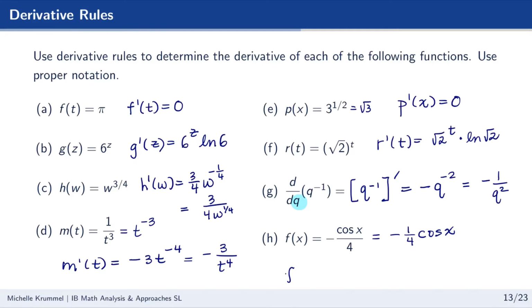So I know my derivative, f prime of x, is going to have the same constant multiple, negative 1/4, and then I just multiply that by the derivative of the cosine of x. And the derivative of cosine x is negative sine x. I have a double negative here. So it ends up being positive 1/4 sine x.